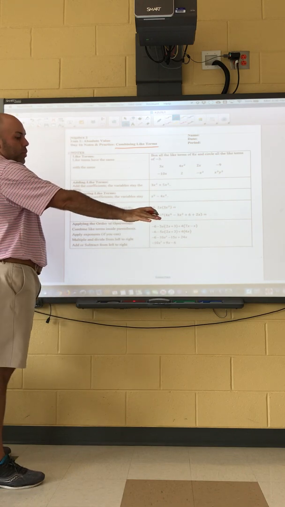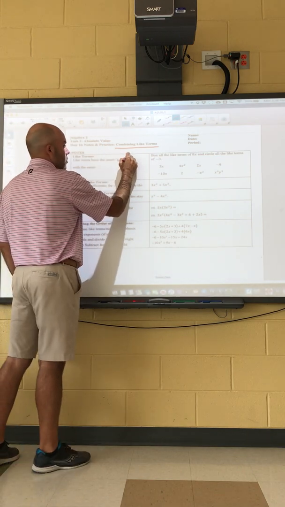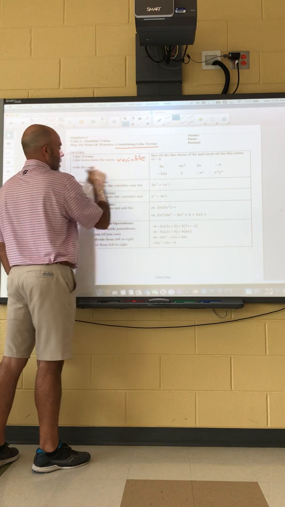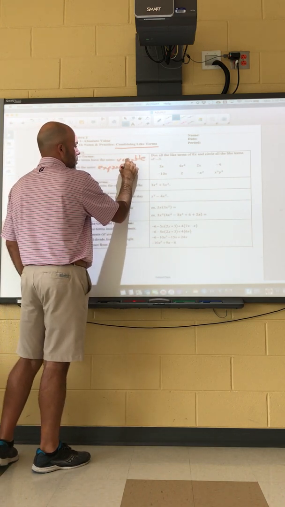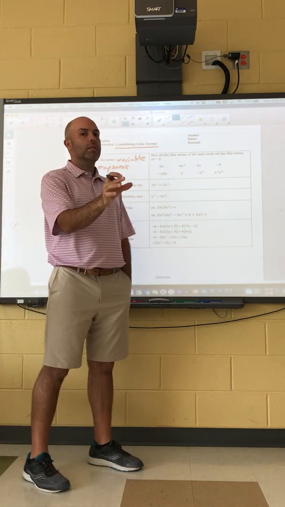Let's remember back from Algebra 1. Like terms have the same variable and the same exponent, okay? So they're what we can add and subtract.